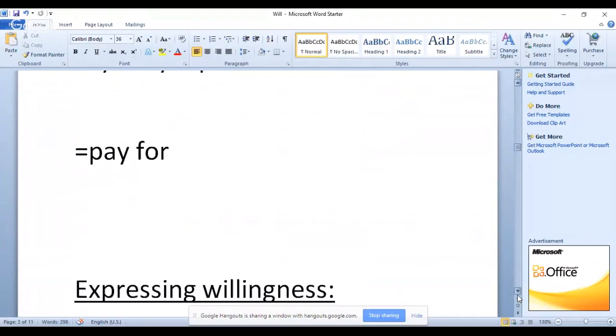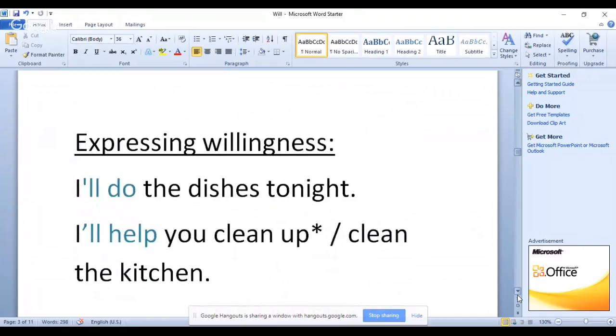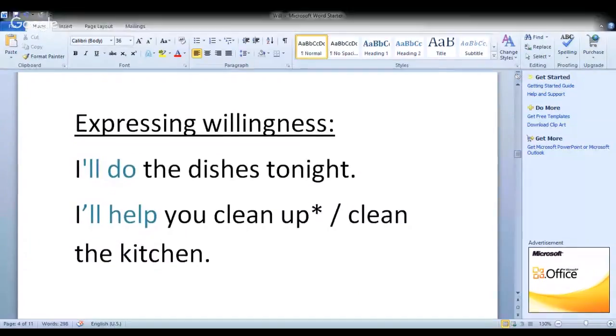All right, on to the next part. So why don't you go ahead and read this part for us, okay? Expressing willingness. I'll do the dishes tonight. I'll help you clean the kitchen.